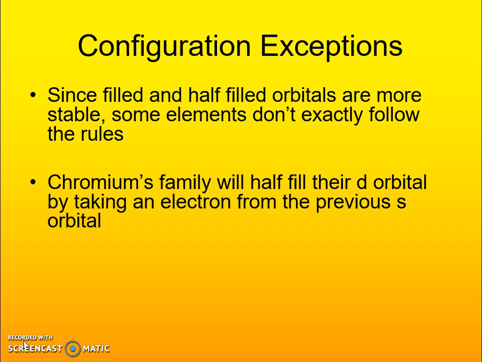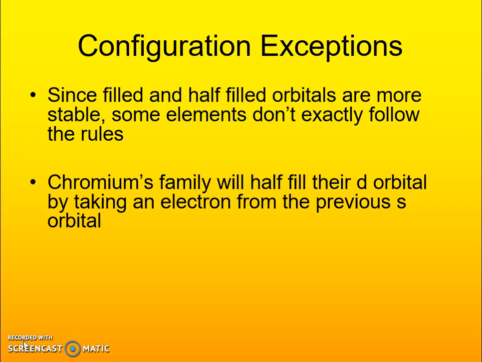So chromium and everybody else in chromium's family actually take an electron from the previous S sublevel to fill into their D sublevel of that energy level down below and makes them all half-filled. So you have this half-filled S with a half-filled D, which is more stable than having that full S and then 4 partially filled sublevels within the D sublevel. There isn't a whole lot of energy between that S and the D, so it's better for it to have these half-filled orbitals rather than actually fill in the lowest amount of energy.